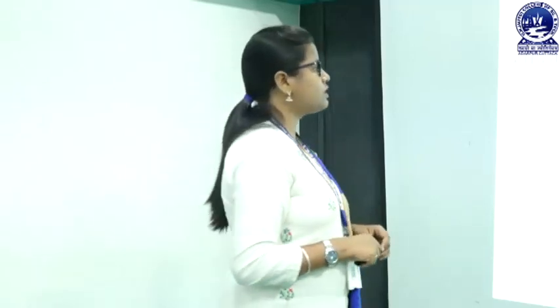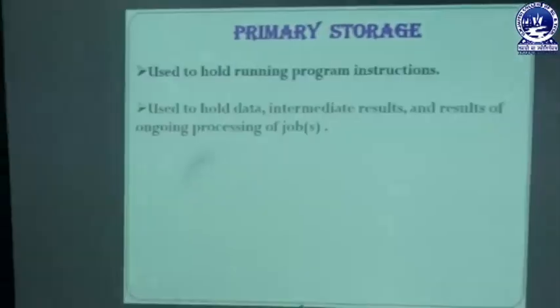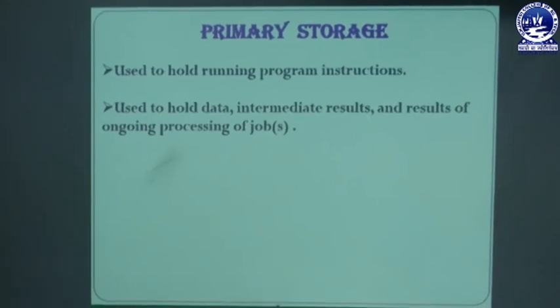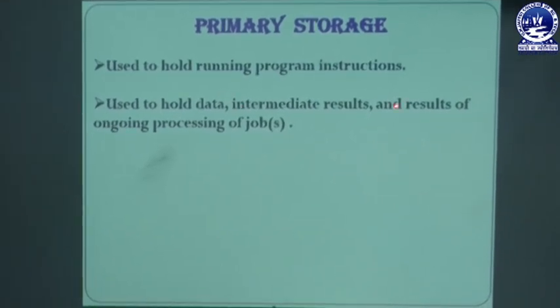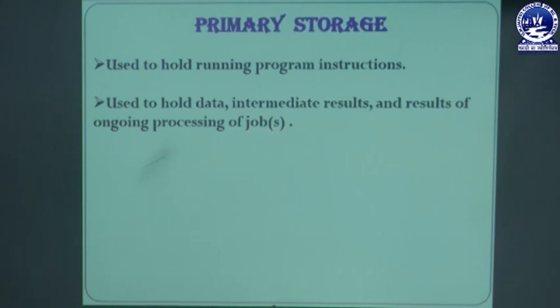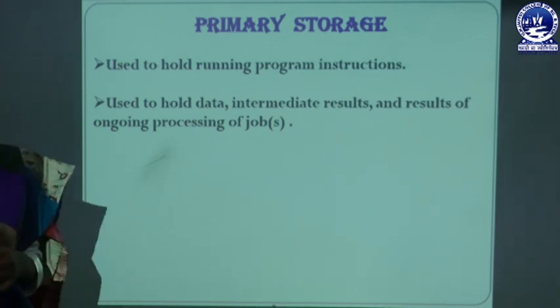And the next point says, it is used to hold data, intermediate results and results of ongoing processing of a job. So if we are executing a job, then the ongoing processing data and the intermediate results are also held by the primary storage.